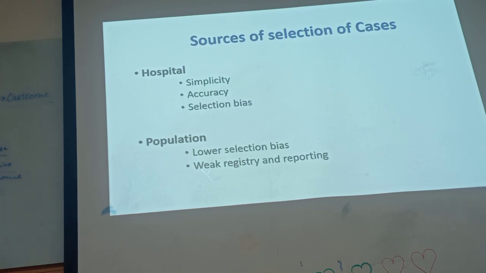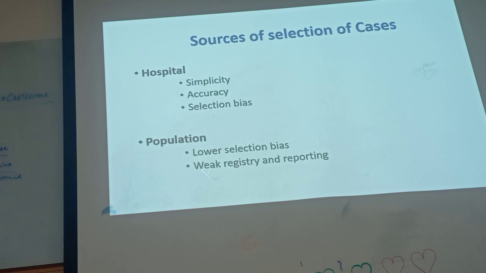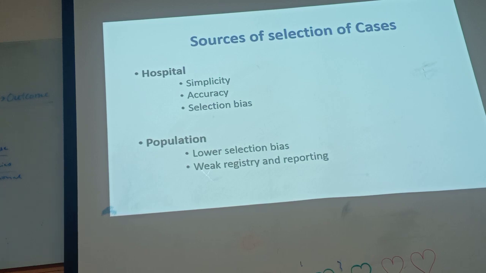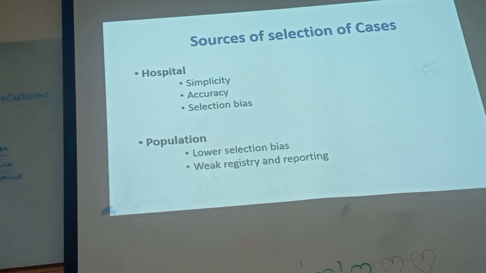So, let's move to the potential sources for selection bias. There are two main potential sources for selection of cases in our case control studies. The first one is the hospital. We can go to the hospital and see if there are cases to be included in our case control studies, for example, in the case of breast cancer. It is simple because the lists are available in the hospital. It is accurate because they have to diagnose breast cancer cases accurately because they want to treat them. So the diagnosis is more or less accurate.